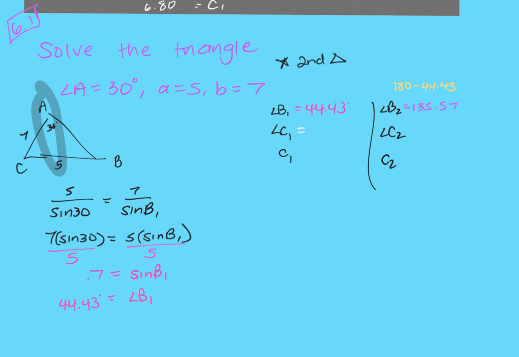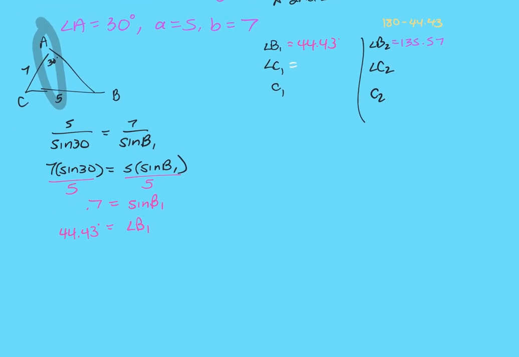So I'm going to move on to C1. C1 is the last angle in the first triangle, so I can subtract it from 180. 180 minus angle A, which is 30, which is on both triangles, and B1, which is 44.43. 180 minus 30 minus 44.43, and I get 105.57. That's C1.